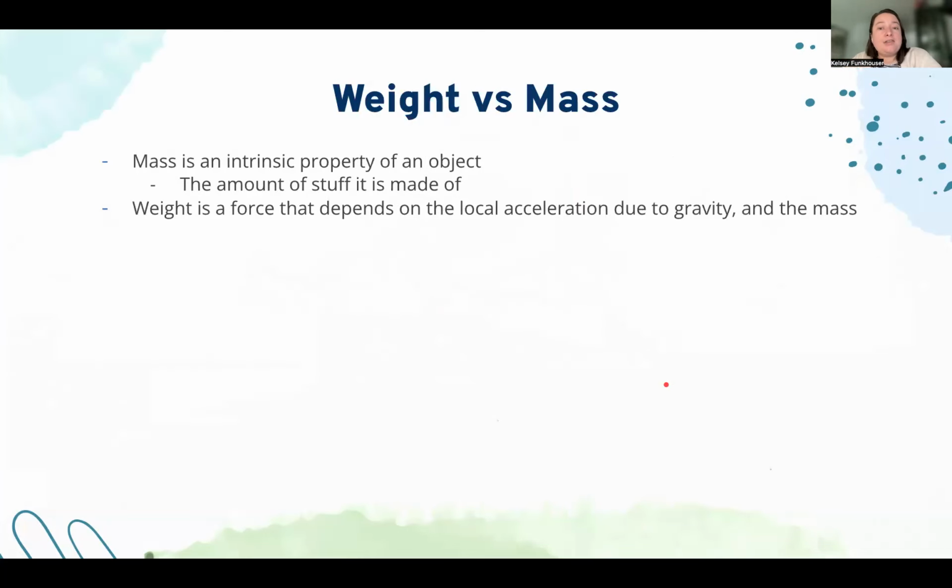And a note: weight and mass are not the same thing. Mass is an intrinsic property of an object. It's the amount of stuff it is made of. Weight is a force that depends on the local acceleration due to gravity and the mass. Depending on the planetary body you're on or where you are in the universe, the local acceleration due to gravity is different, so the weight will be different.